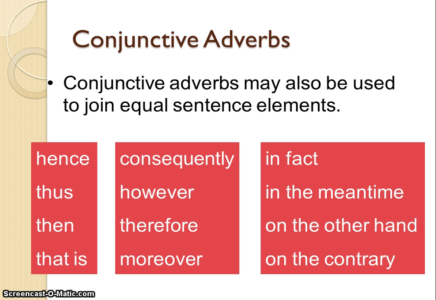And sometimes they're more than one word. Sometimes they're called transitional expressions or transitional conjunctions, so you may hear those terms too. Here are some of the most common ones: hence, thus, then, that is, consequently, however, therefore, and moreover. And here are some that are more than one word: in fact, and so on.